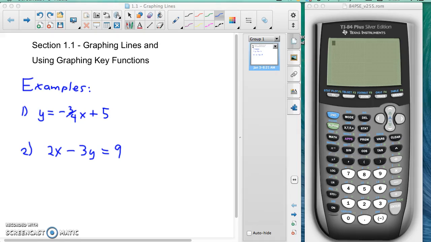Hello and welcome back. In this video we're going to be doing some more graphing with the graphing calculator, and in this small video we're going to be looking at lines and some of the graphing key functions that are found in the graphing calculator. Those are these keys up at the top of your calculator.